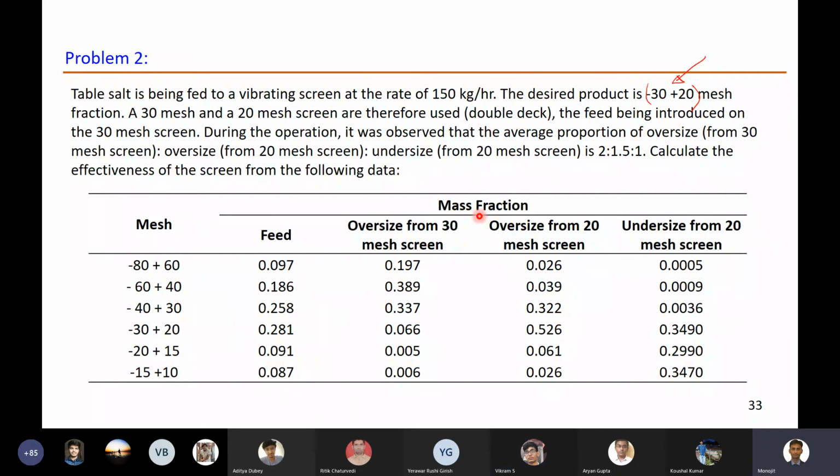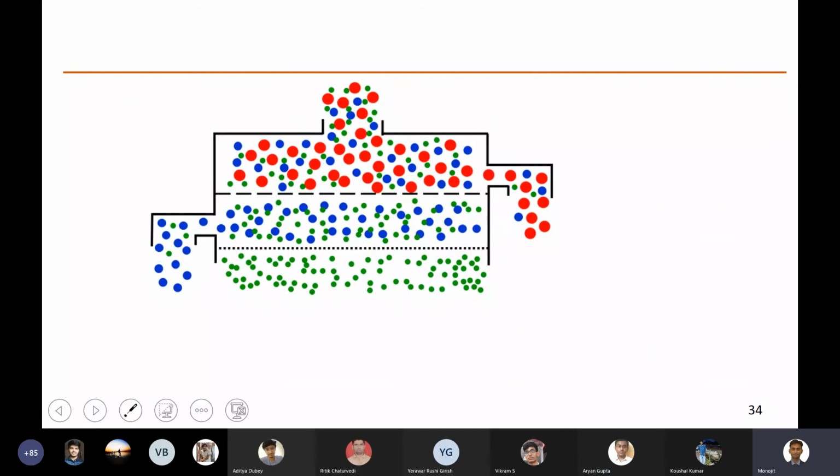And here for achieving this fraction, we are using two screens. One is 30 size, another is 20 size. So which one we should put at the top? 30. Obviously 30 will go to the top, because when minus 30 and plus 20, you are saying 30 is the screen which is having bigger opening, because it's an Indian standard screen. So it should go at the top. So the top one is 30 and the bottom one is 20. Right. So this is the 30 mesh screen and this is a 20 mesh screen.